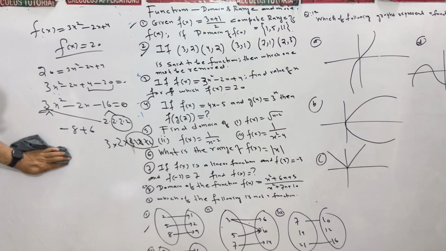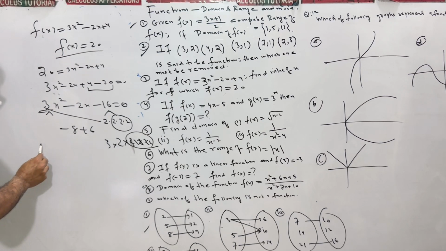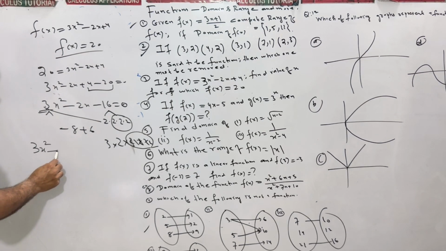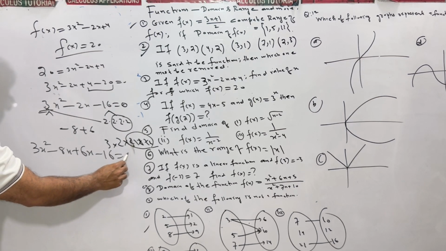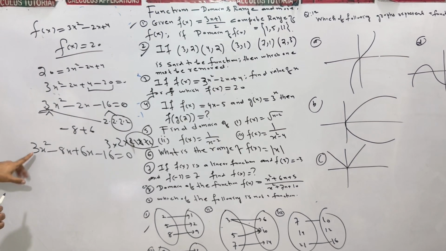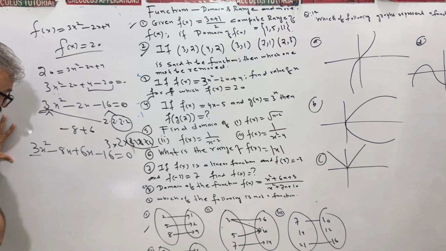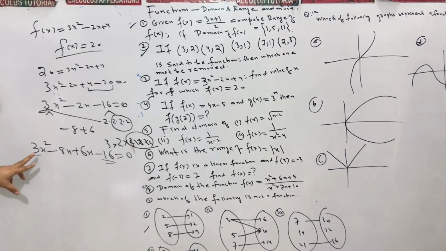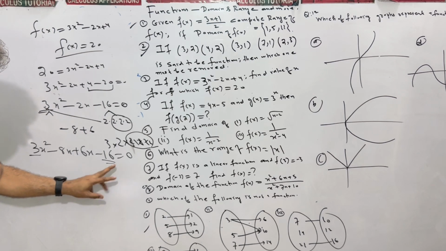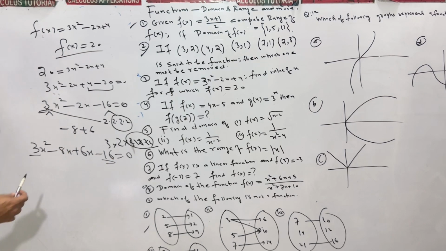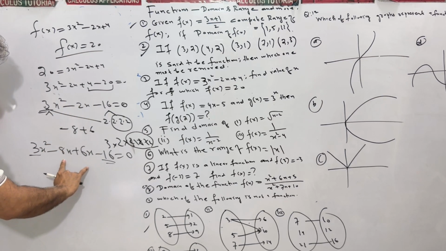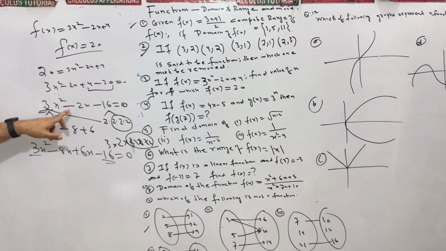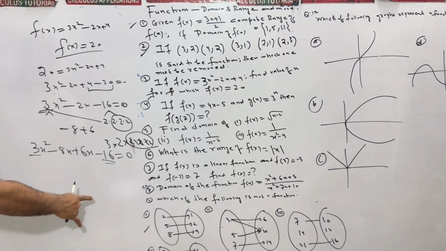So middle term breakup, or you can switch over to quadratic. 3x square minus 8x plus 6x minus 16. This type is known as middle term breakup. I have taken 3, the coefficient of x square, as well as 16. 3 times 16 is 48, and 8 times 6 is 48. I need negative 2. I have taken negative 8x plus 6x. If there were positive signs, I would have written plus 8x minus 6x.